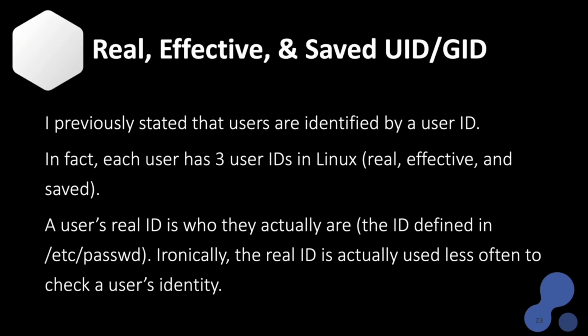I previously stated that users are identified by a user ID. In fact, each user has 3 user IDs in Linux: real, effective, and saved. A user's real ID is who they actually are, the ID defined in /etc/password. Ironically, the real ID is actually used less often to check a user's identity.